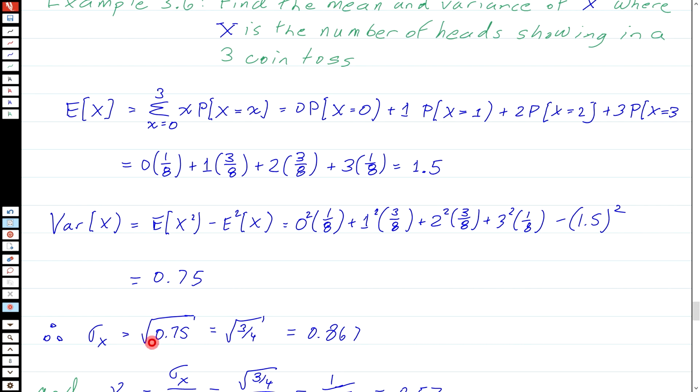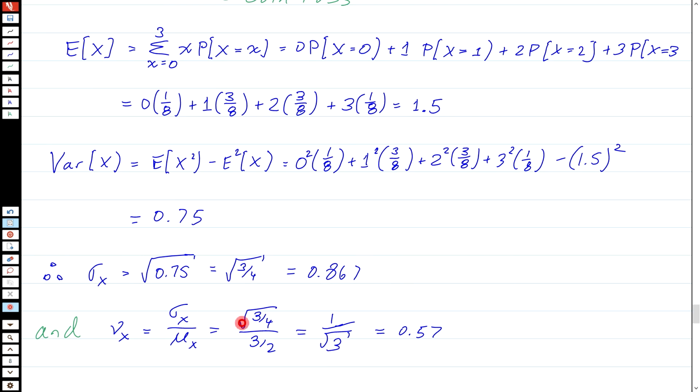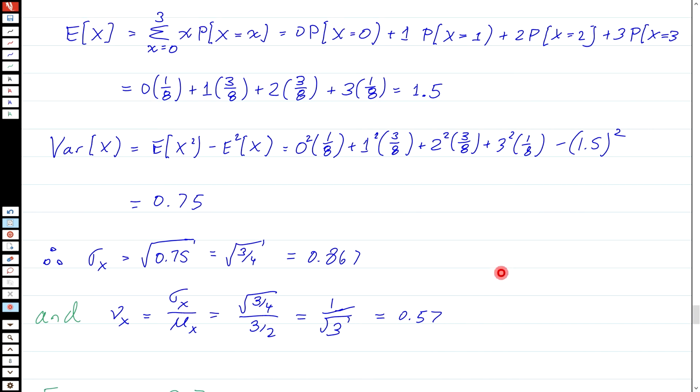And sigma of x then is the square root of 3/4, which is 0.867. And the coefficient of variation is the square root of 3/4 divided by the mean, which is 1.5 or 3/2. I get 1 over root 3, which is 0.57. So reasonably strong variability, 60%.